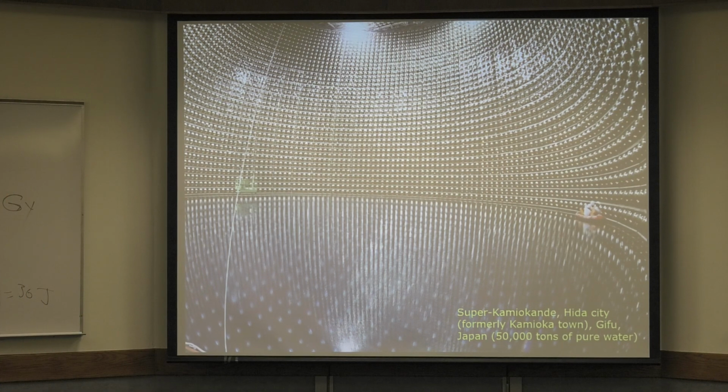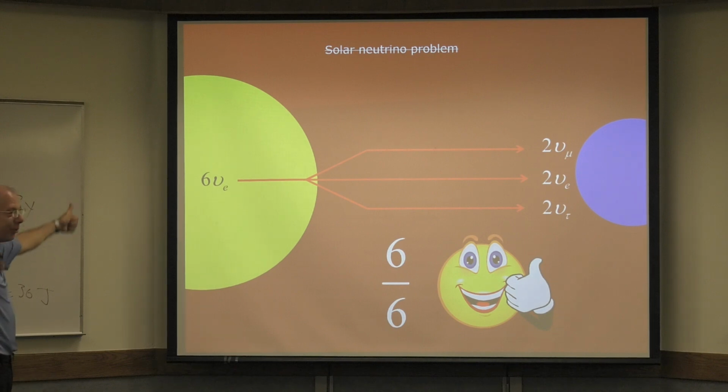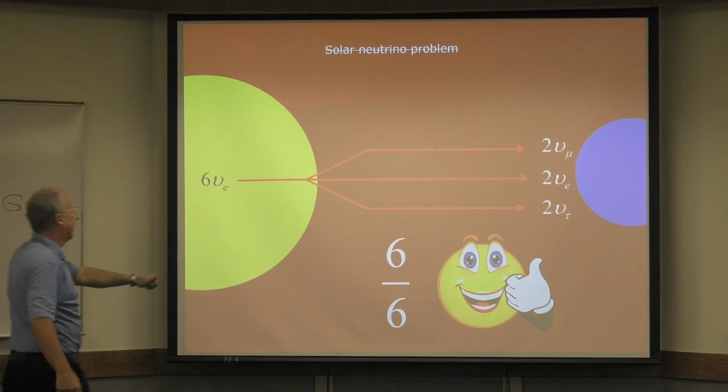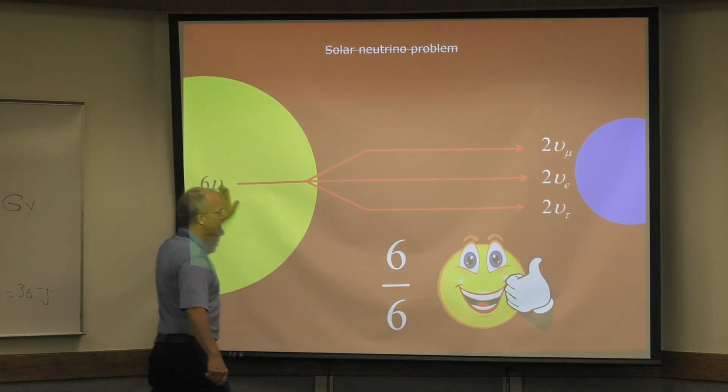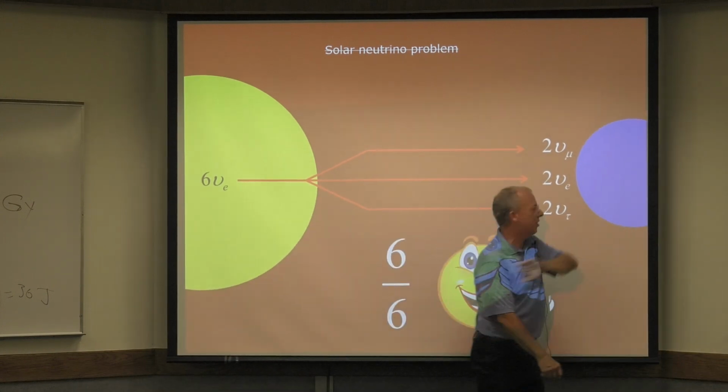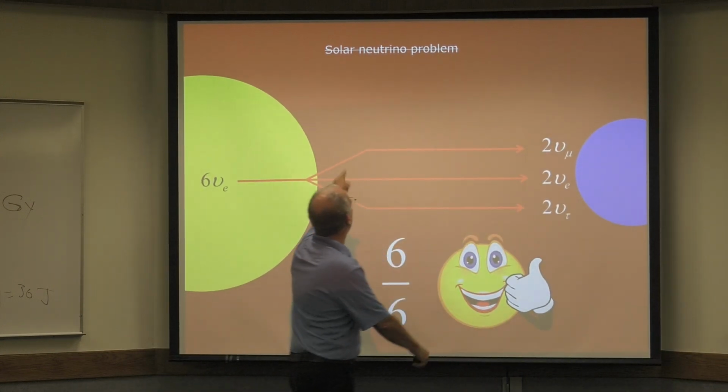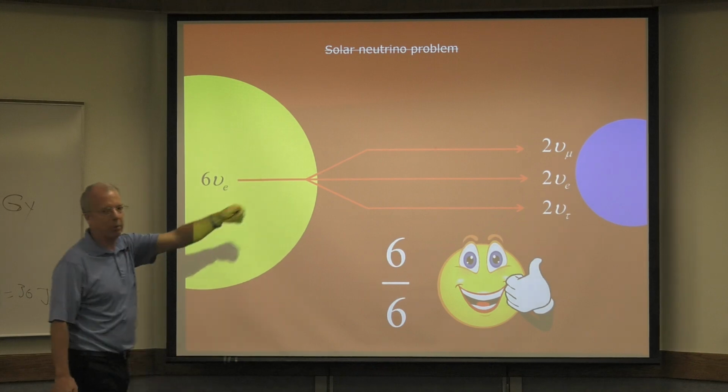All right, so anyway, now you started having all these experiments that could detect all 3 neutrinos. And guess what? The theory said 6 were produced. The detectors detected 6. So no longer solar neutrino problem.